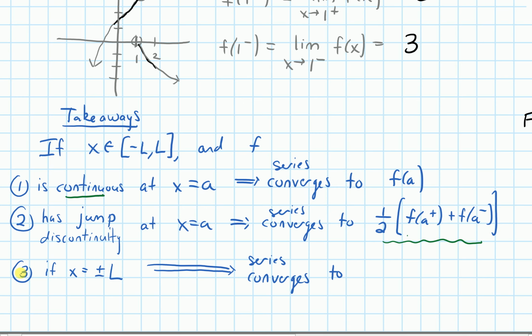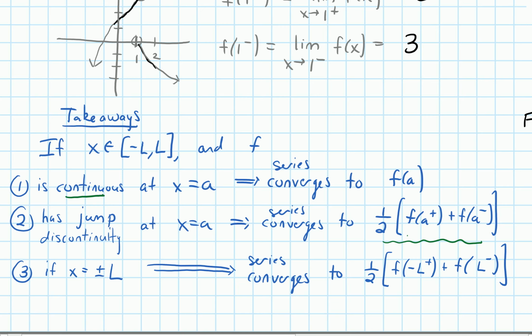Okay, so the third situation is, well, what if x is one of the endpoints? Then the series will converge to 1/2 times f of the left endpoint, negative L, its limit from the right-hand side, plus f of the other endpoint, which was L, but its limit from the left.